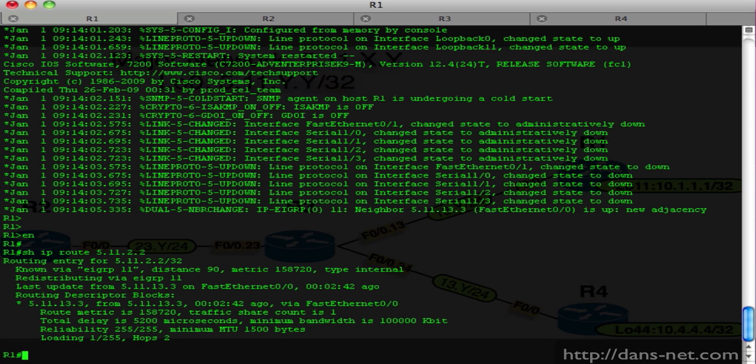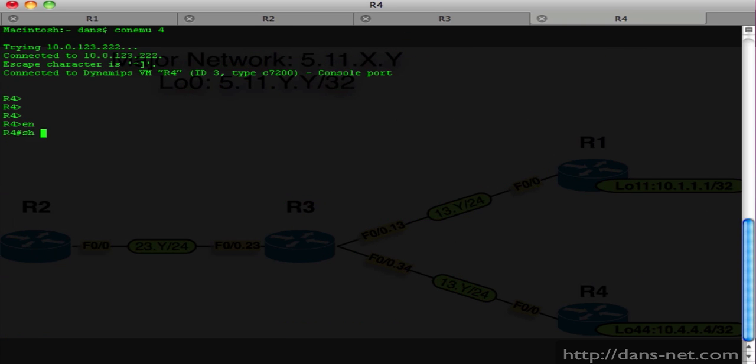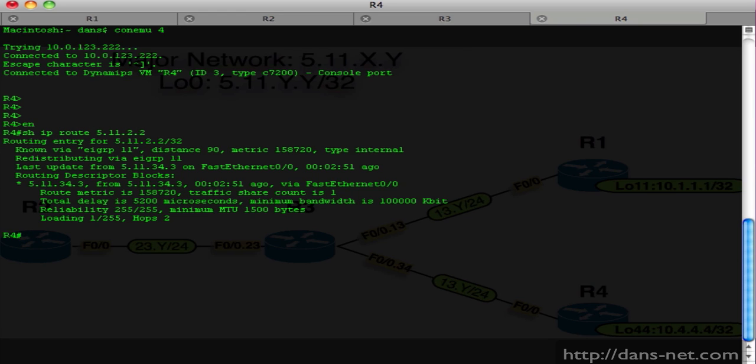We do have a route back from R1. Let's check R4. We do have a route from R4 to R2's loopback 0. Let's move closer to R1 and R4 from R2's perspective by reviewing R3's routing table, looking for entries for R4's loopback 44 and R1's loopback 11.